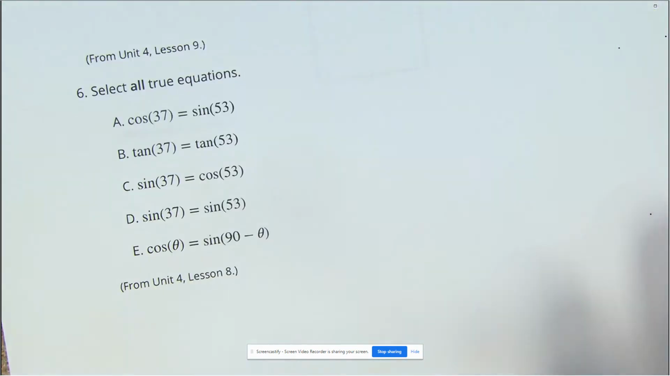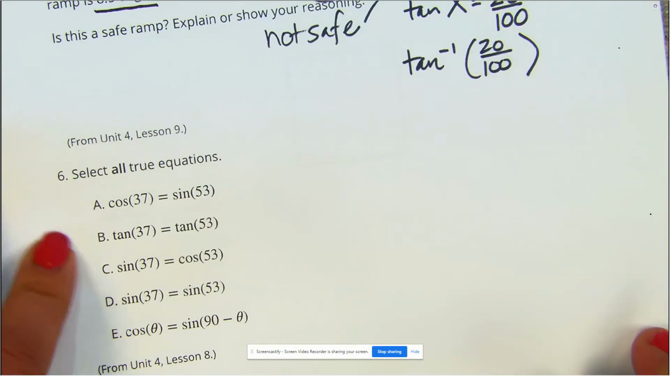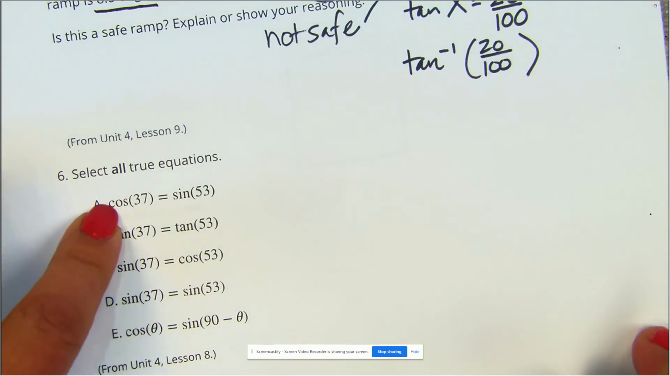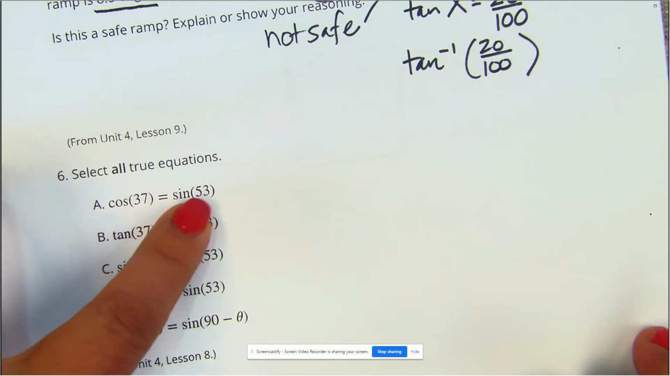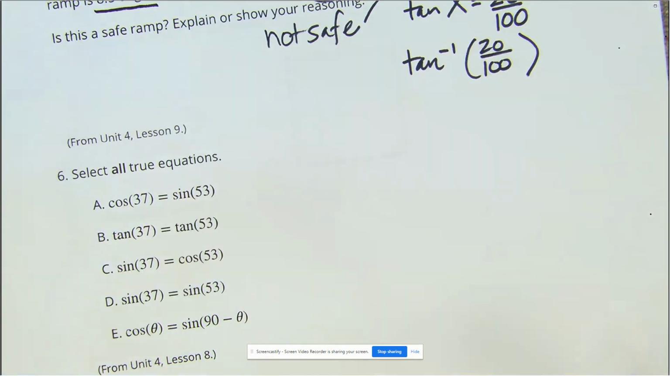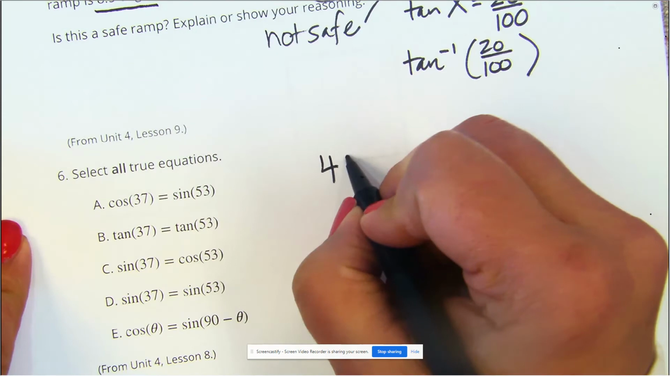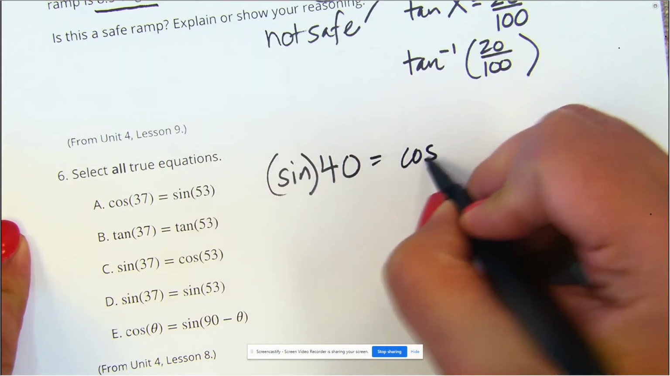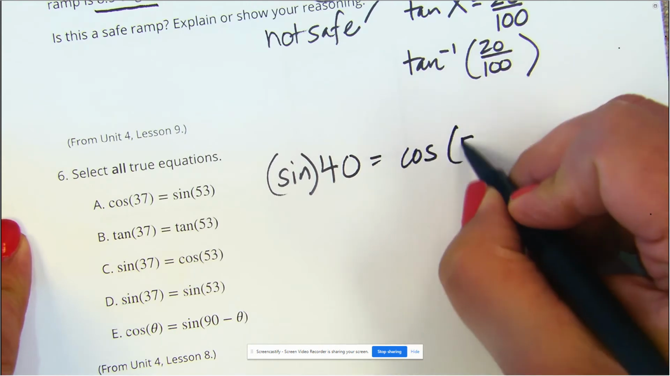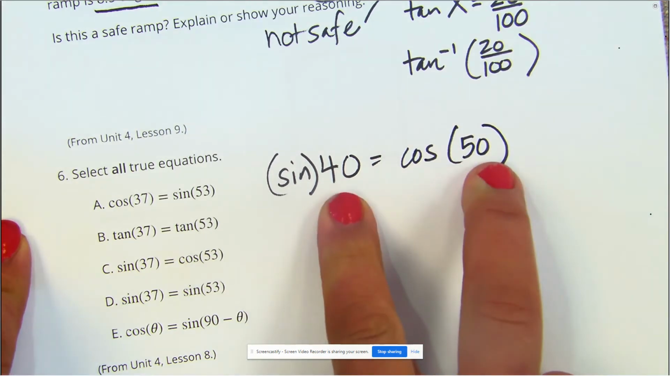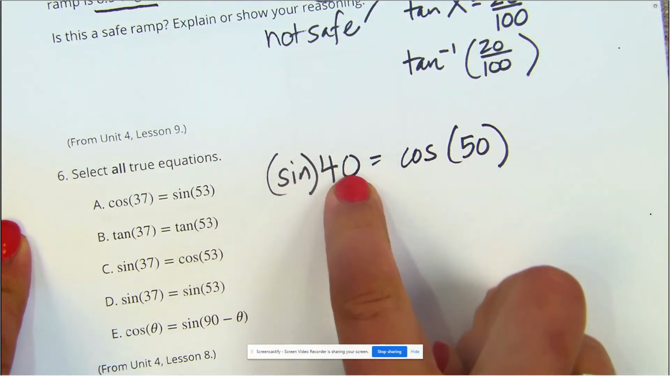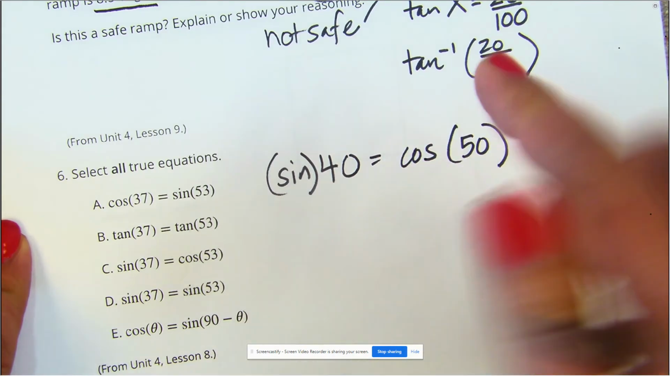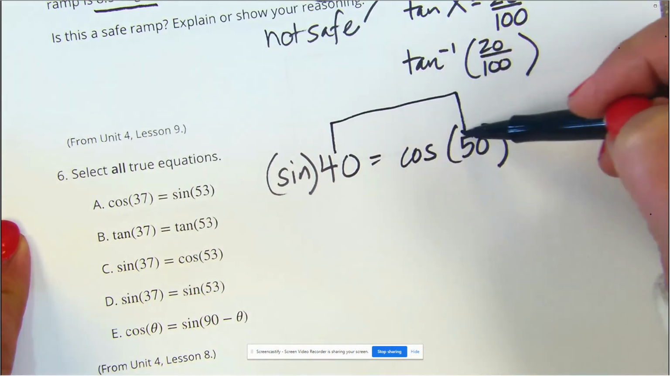Number 6, select all true equations. So we have found out that on a right triangle, the cosine of one angle equals the sine of the angle that's complementary to it. So for example, 40, I'll do an easy one. That's going to be the same as the cosine of, I don't know why I put parentheses around the sine, right? The sine of 40 is the same as the cosine of 50, of the complementary angles.